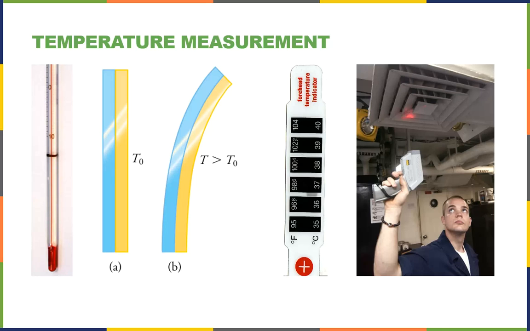You have two things that were straight. One expands more, and it's going to curve away from the longer side because they're bonded together. So by measuring how much this curls, you can measure the temperature. So this is called a bimetallic strip. Two metals bonded together.